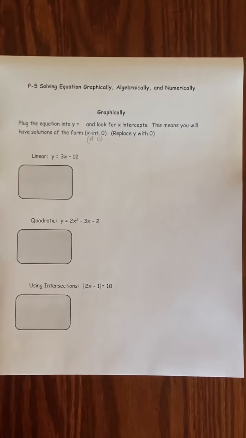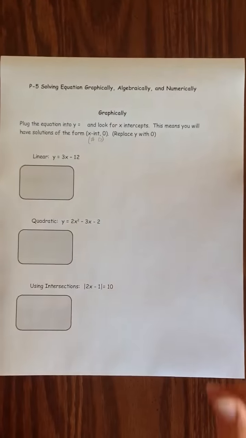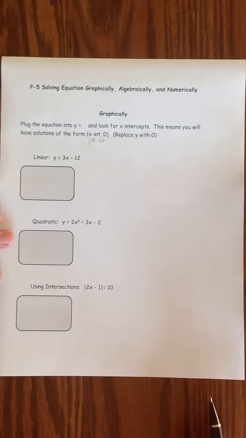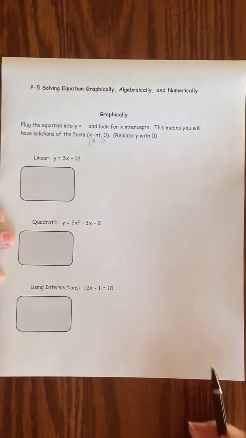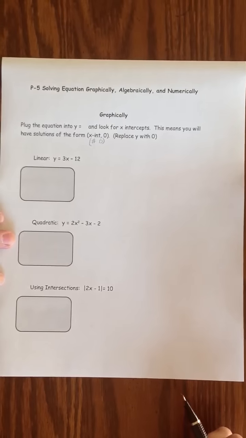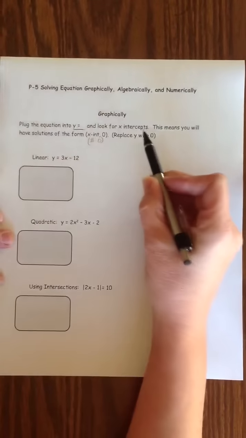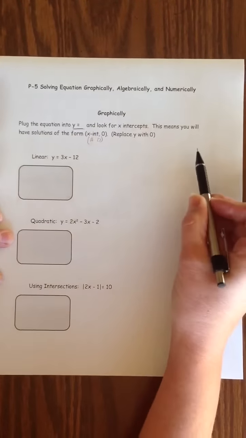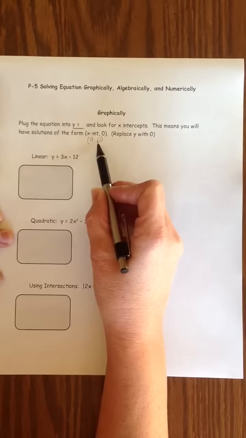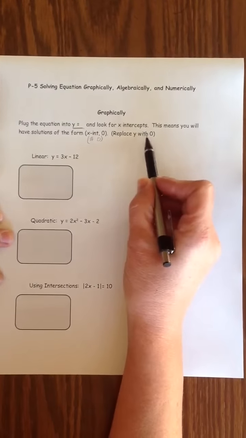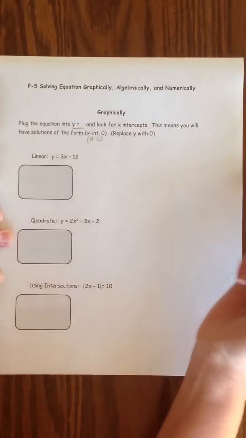Today, we're going to look at solving equations graphically, algebraically, and numerically. First, we're going to look at graphically. If you want to solve an equation graphically, we're going to use a graphing calculator. You're going to put your equation into y equals and look for x-intercepts. What that means is your solution will be some number where y is 0. So we're replacing y with 0, and we're trying to see what x is.